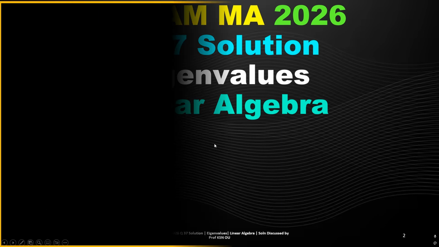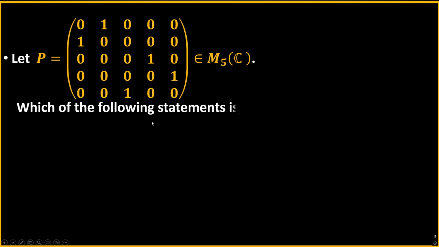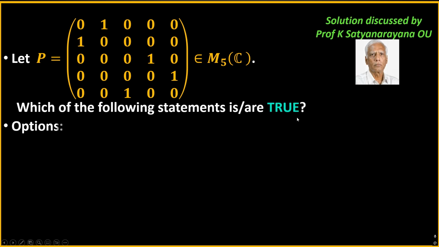Right, the given question is: let P be this 5 by 5 matrix, P coming from M5 over C. That is the vector space of all 5 by 5 matrices with entries from complex numbers over the complex numbers. And P is given to be this matrix. The first row is 0, 1, 0, 0, etc. You can see the P here. Then which of the following statements is or are true?